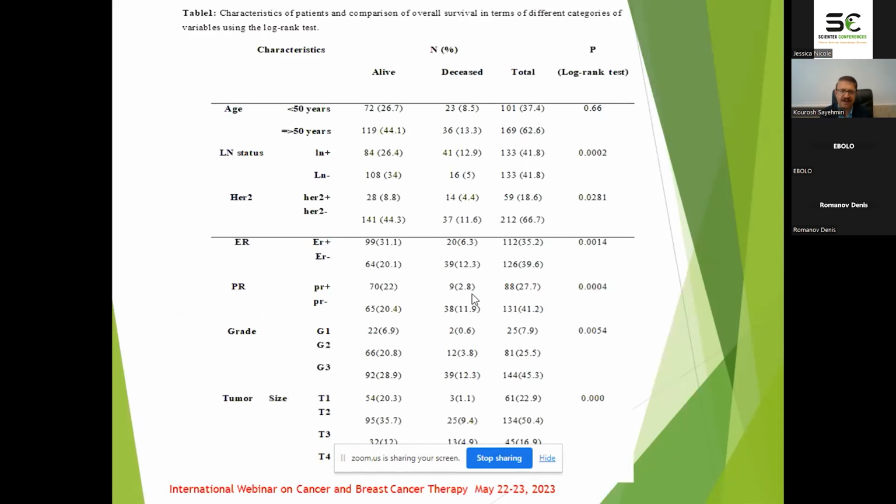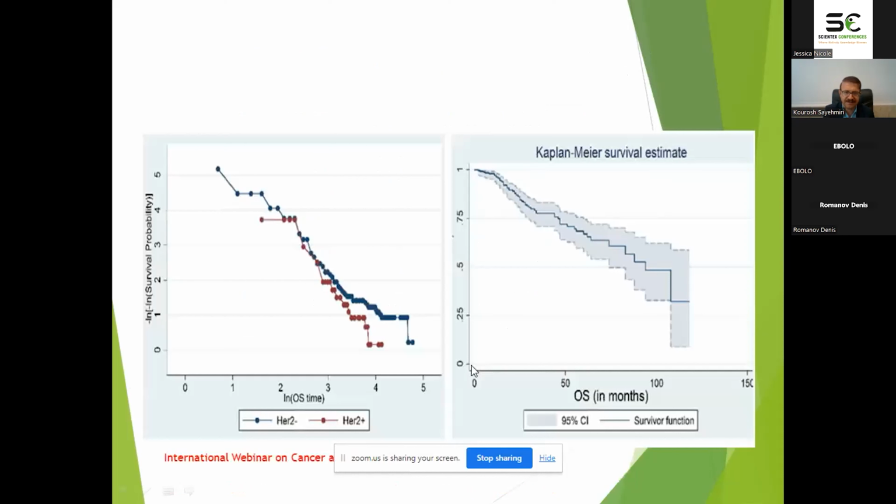Here I compare some characteristics of patients. Age was not significant, LN status was significant, HER2 was significant in univariate analysis, and ER estrogen was significant, PR progesterone was significant, and grade of tumors and tumor size were significant in univariate analysis.